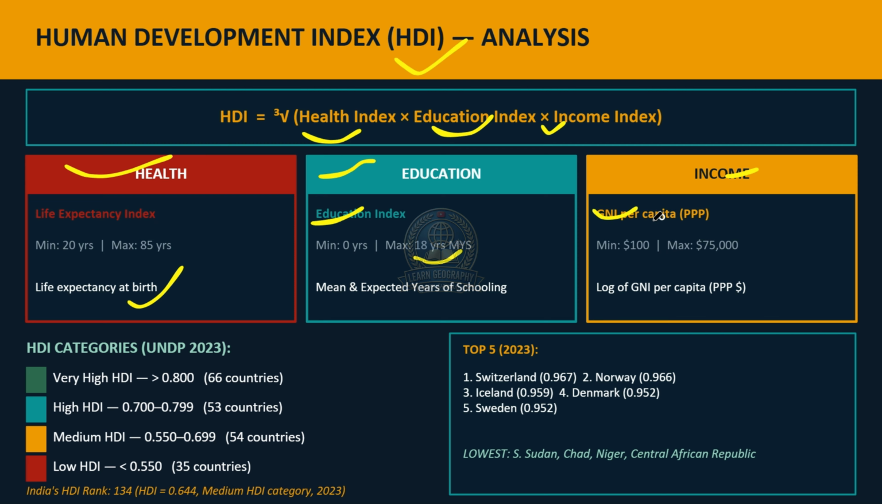Gross national income per capita, GNI per capita, PPP, minimum $1,100 and maximum $75,000. Okay, log of GNI per capita, PPP in US dollars.